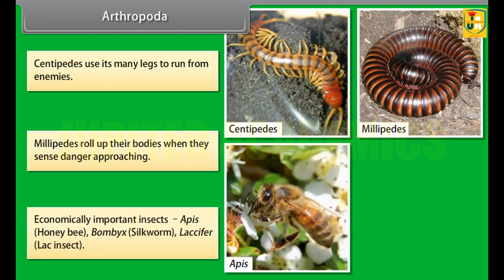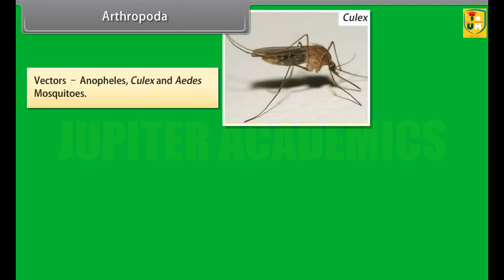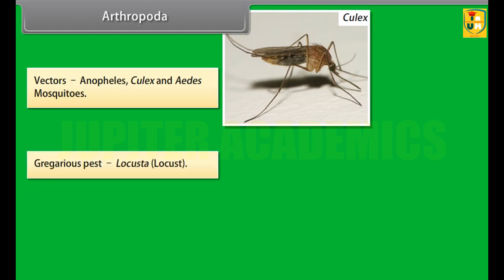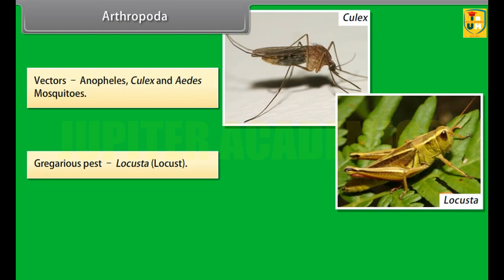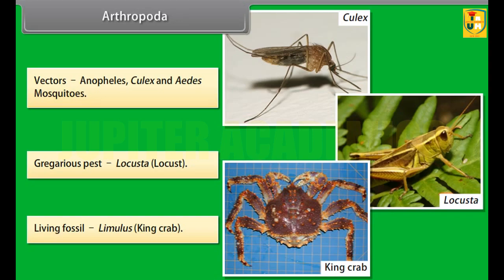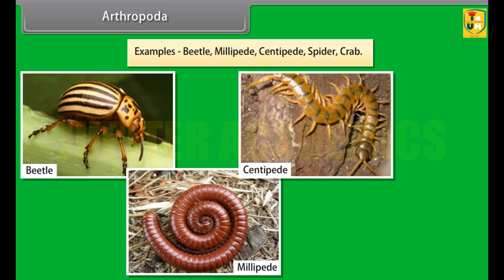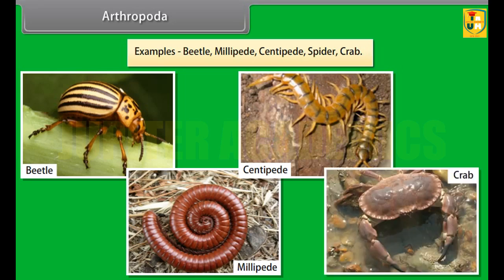Economically important insects: Apis, that is honeybee; Bombyx, that is silkworm; and Laccifer, that is lac insect. Vectors: Anopheles, Culex and Aedes mosquitoes. Gregarious pest: Locusta, that is locust. Living fossil: Limulus, or king crab. Examples: beetle, millipede, centipede, spider, crab.